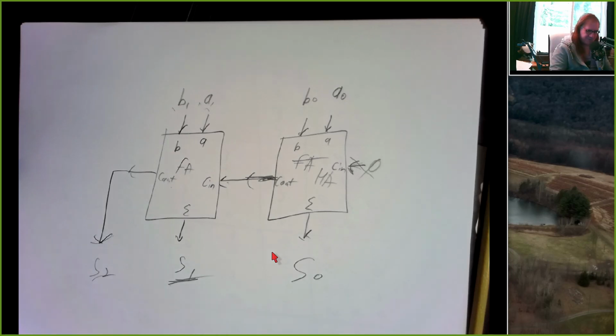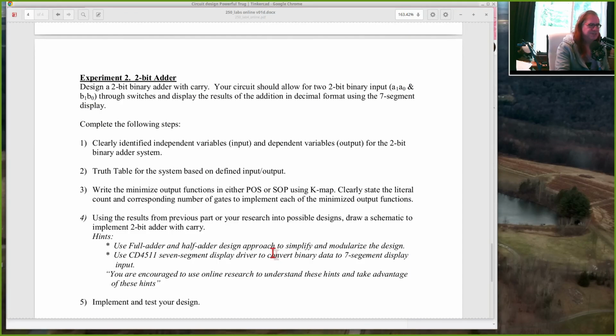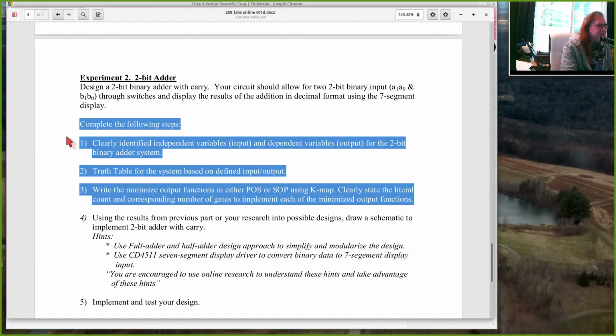But for Lab 4, which you should start as soon as you're done with Lab 3, you can do these first 3 steps without knowing anything about half adder, full adder. And in fact, you have to do these first 3 steps without knowing anything about half adder, full adder. And if you do half adder, full adder stuff in these first 3 steps, you're going to lose most of the points for this lab.